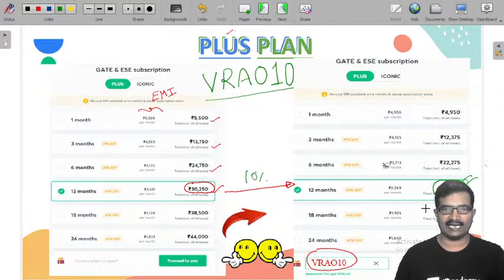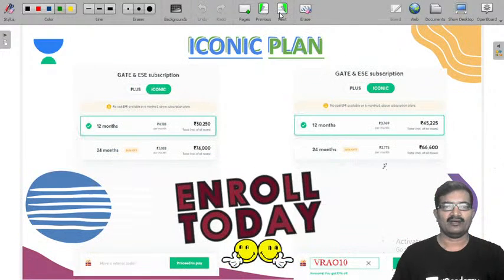And there is the Iconic plan. Here it is available only for 2 subscriptions, the 12-month subscription and the 24-month subscription. For the 12-month subscription, the cost is 50,250 rupees.